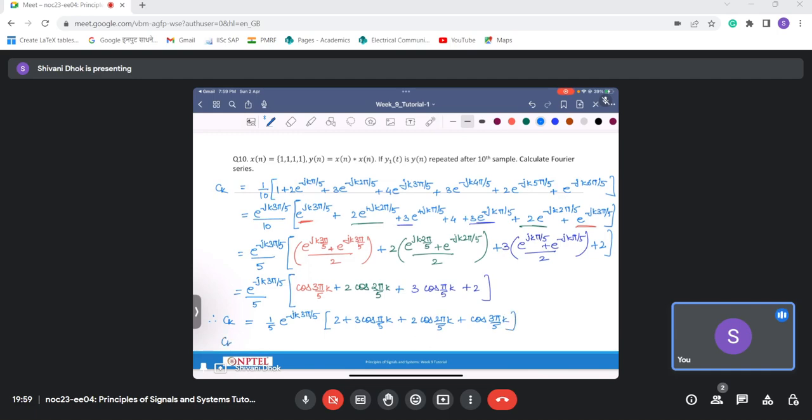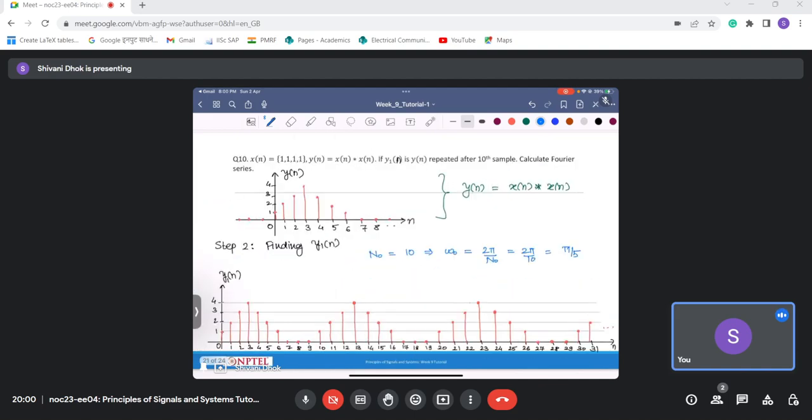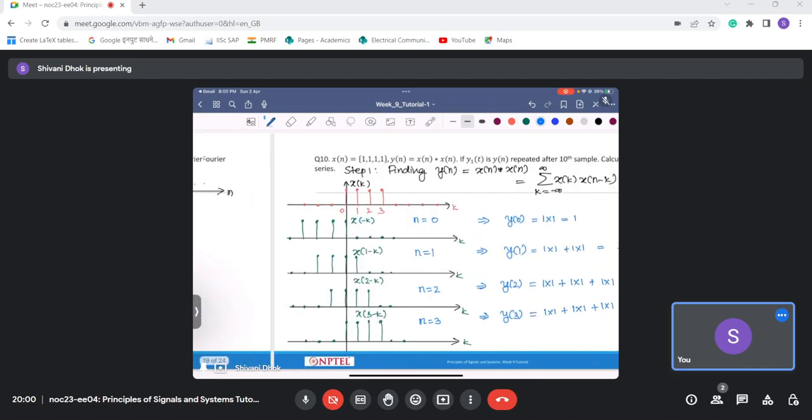And now if I find out the DC coefficient, that is C0, then it comes out to be 1 by 5 as it is, into 1 inside the bracket, 2 plus 3 plus 2 plus 1. So this is basically equal to 2 plus 3 is 5, 5 plus 2 is 7, plus 1 is 8. So this comes out to be 8 by 5. So these are the Fourier series coefficients of y1 of n, which is basically the repeated version of this yn, obtained something like this with a period of 10, and this yn is basically the convolution of xn with itself.